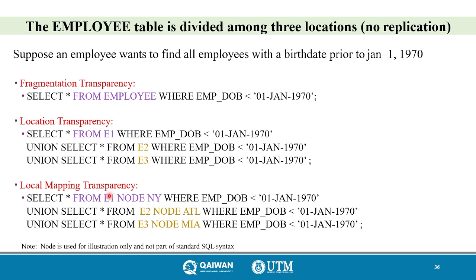Now how about the local mapping transparency? Select all from E1 node NY where EMP date of birth is 1st of Jan 1970. It specifies the name and the place: E1, employee table 1, and it is in New York. Now we would do a union, so like a plus. Select all from E2 node at Atlanta where the EMP date of birth is the 1st of Jan 1970. Same for E3 node Miami where employee date of birth is 1st of Jan 1970.